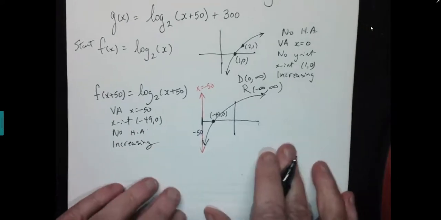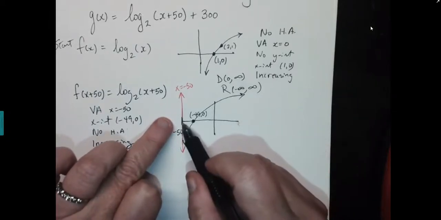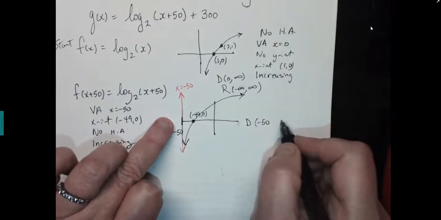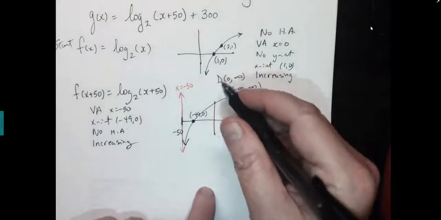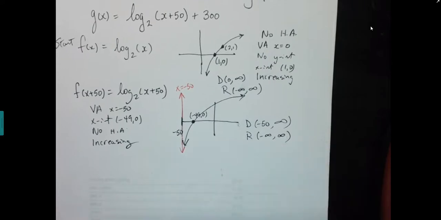Now what about domain and range? If I use the x-axis to measure how wide, I'm going to start at but not include negative 50, and then it keeps going forever. For range, if I use the y-axis to measure how tall from bottom to top, I'm still at negative infinity to positive infinity. The only thing I need to do here is find the y-intercept. This one definitely has one.